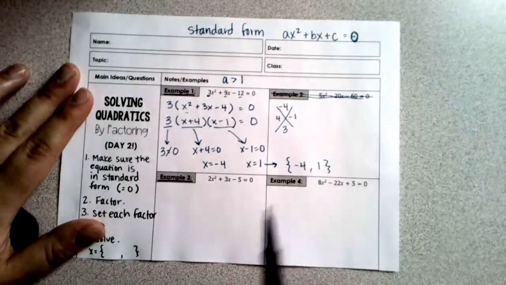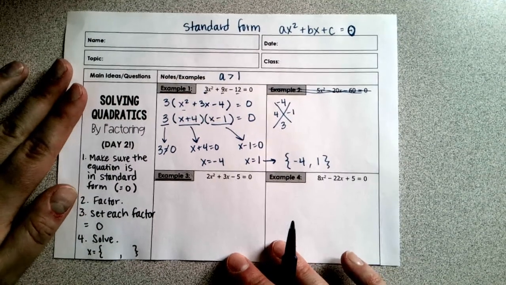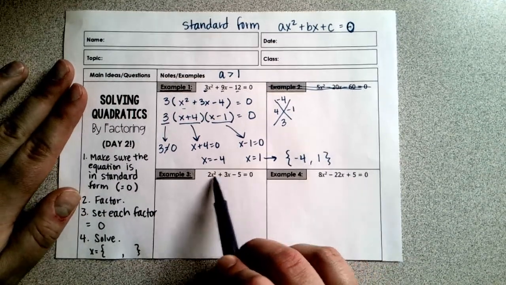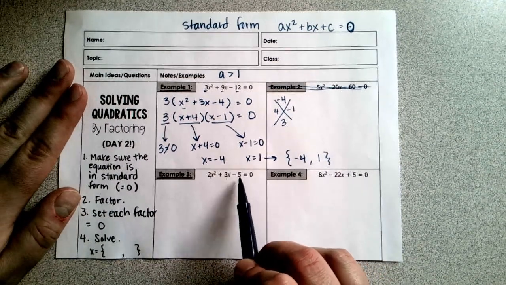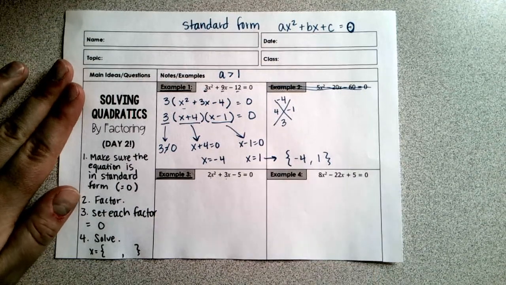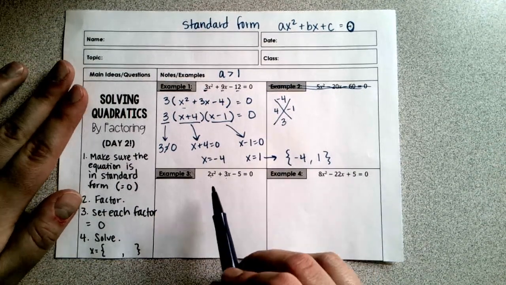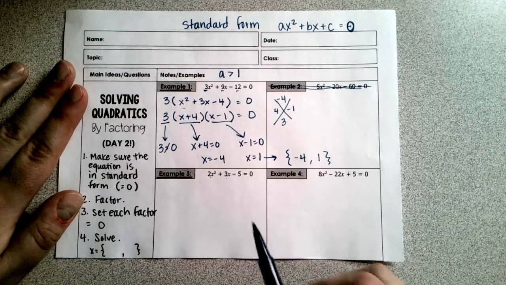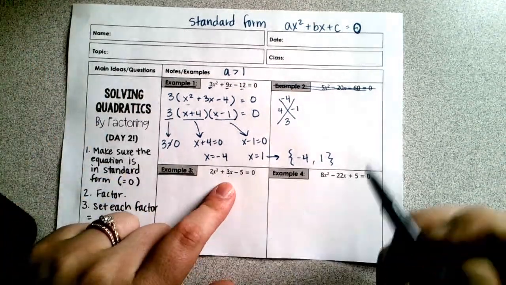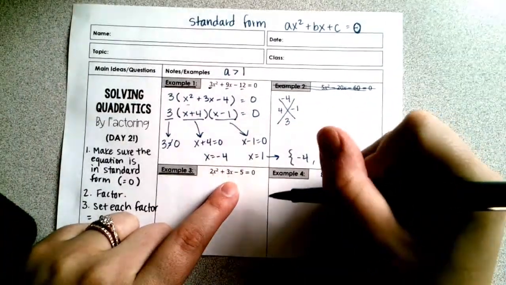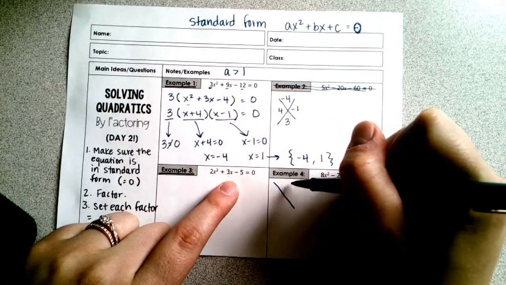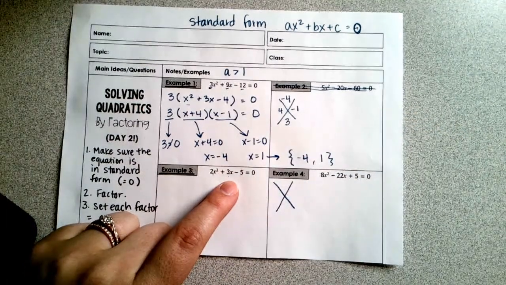We're going to jump down here to example 3. This is in standard form, ax squared plus bx plus c equals 0. So now we are ready to factor. This does not have a greatest common factor, so now this is an AC split problem or a box method problem. So I'm going to do the AC split.